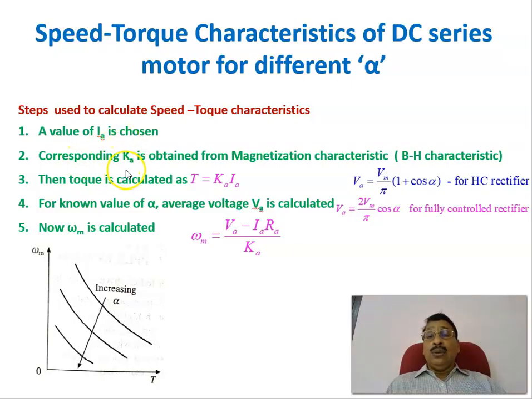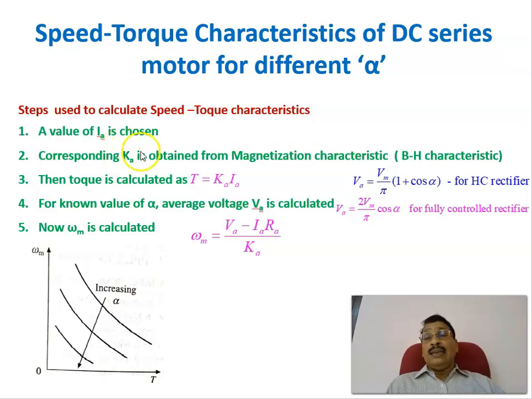Then the corresponding Ka is obtained for this armature current. The constant Ka is obtained from the magnetization characteristics, the BH characteristics. As I told you, the BH curve has B on the y-axis and H on the x-axis. H is proportional to the current and B is proportional to flux. Therefore, the BH curve represents the variation of flux versus current, with armature current on the x-axis and flux on the y-axis. The slope of that curve represents the constant, so from the BH curve you can calculate Ka.